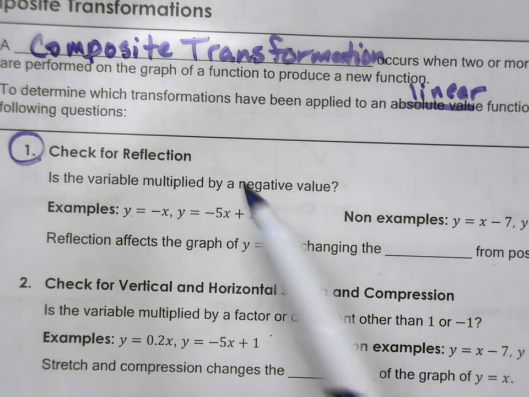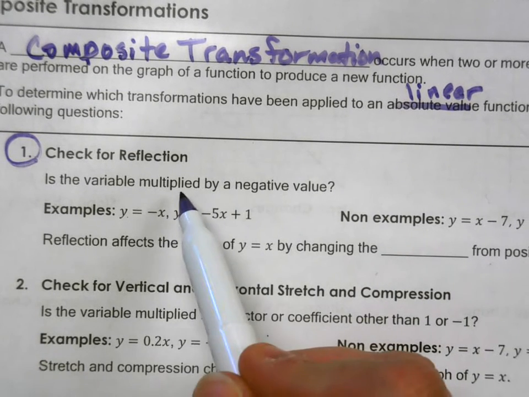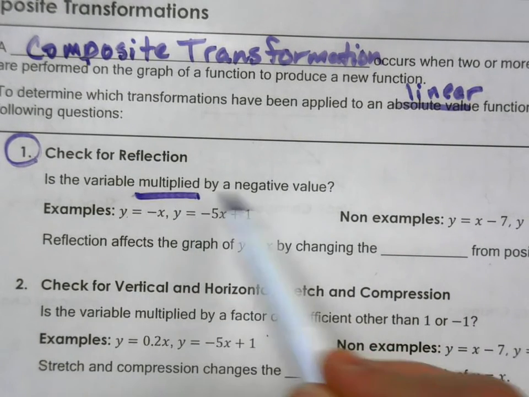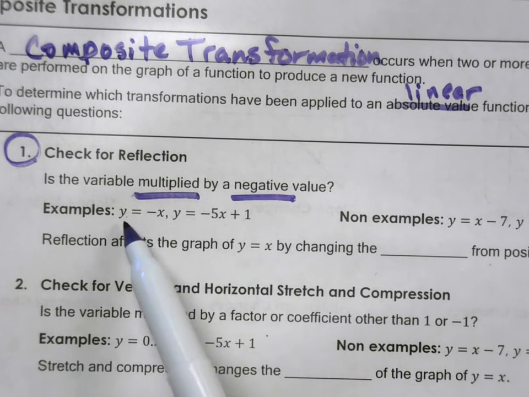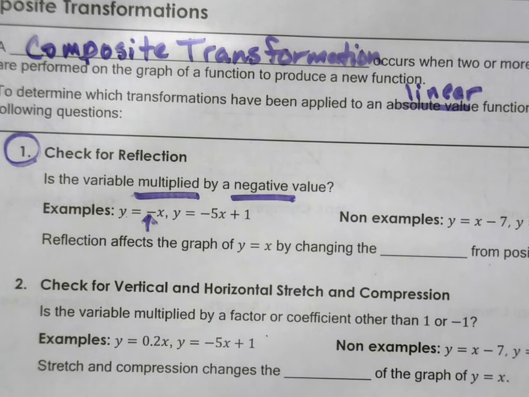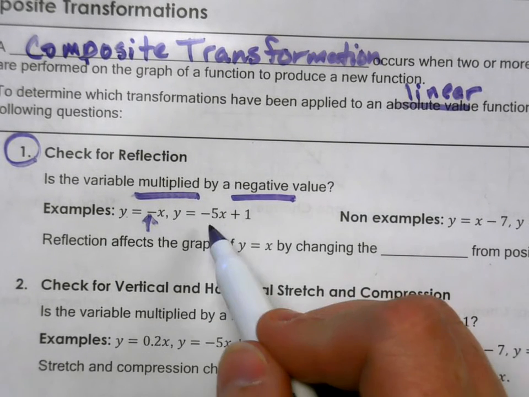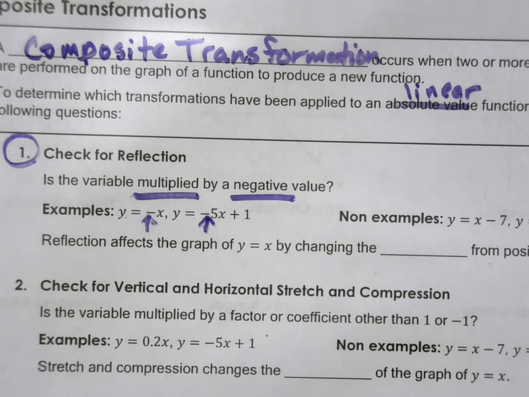So when we're looking at composite transformations, the very first thing you're going to look for is whether or not there's a reflection. And on our notes yesterday, we learned that the reflection is when something is multiplied by a negative, right? So if there's a negative being multiplied in there, then it causes a reflection. So here's some examples. So right here, there's a negative in front of this x being multiplied by the x. Okay, right here, there's a -5. But it's the negative sign that causes the reflection, not the 5.